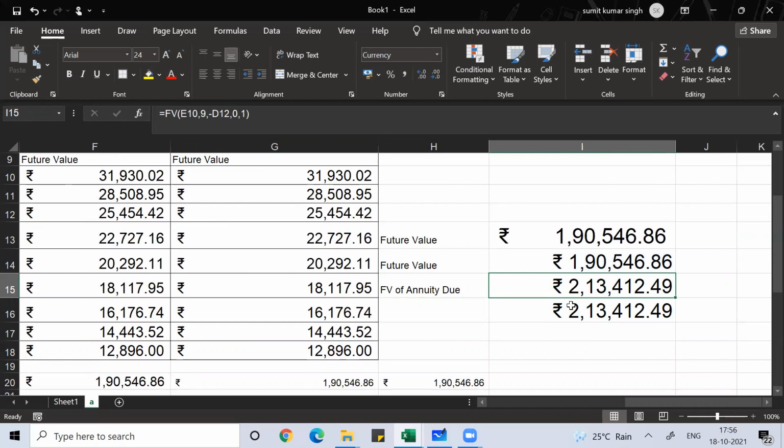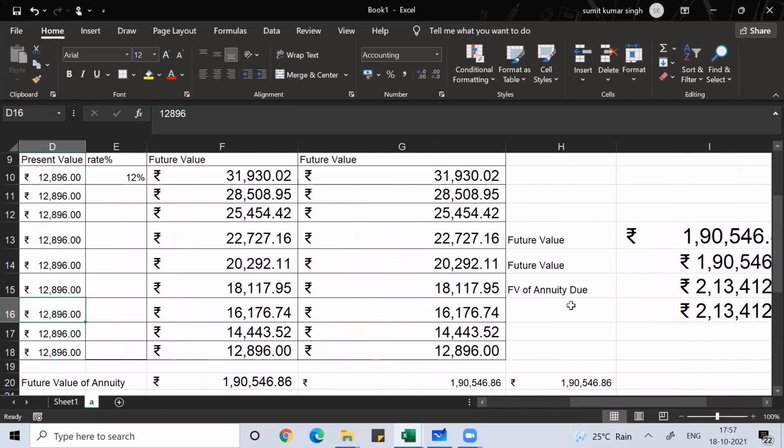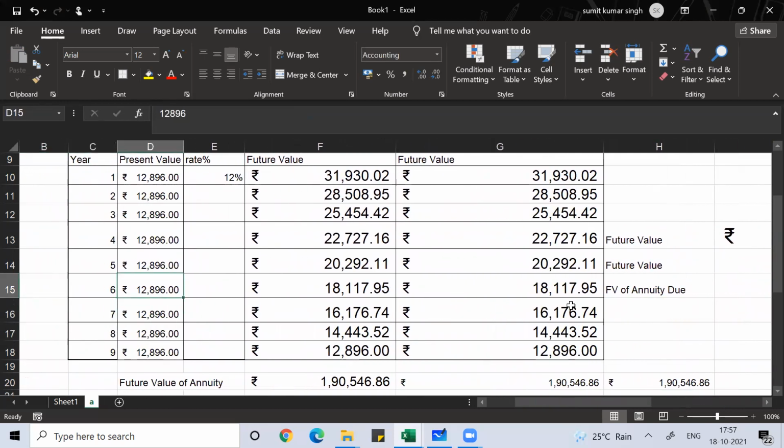So I hope you understood the concept of future value of annuity, future value of annuity due. You can do the calculation either using the normal mathematical formula, or you can use the future value of annuity function. So the annuity concept we can use when the amount that I'm depositing is constant. In case your amount is not constant, you cannot use the annuity concept. Then individual calculation only you need to do.